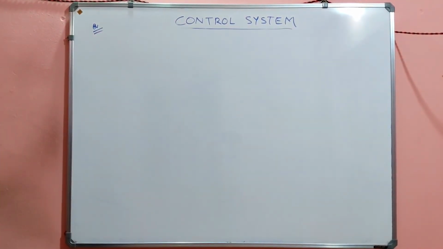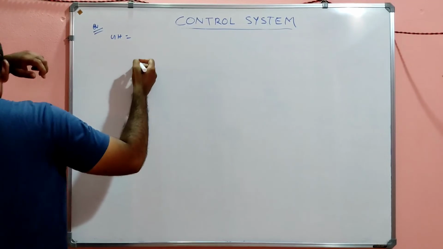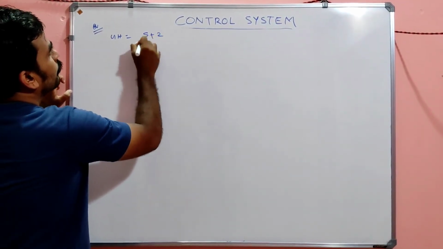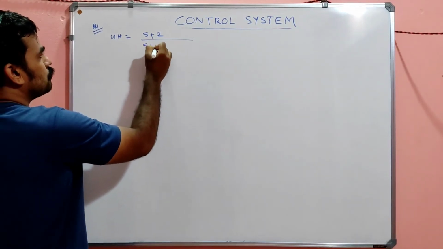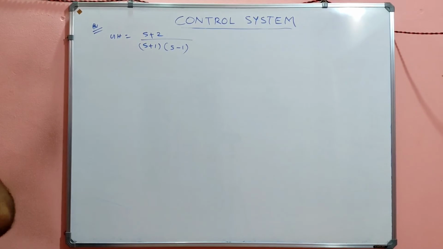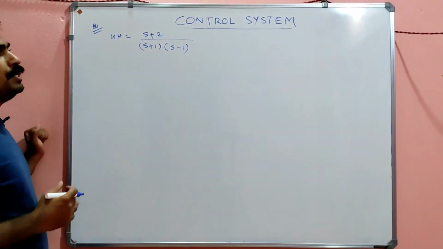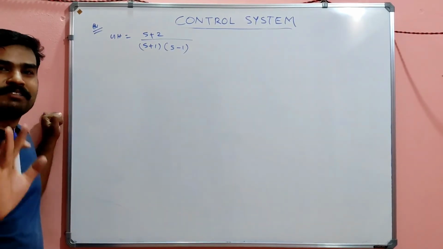Okay, right, the next question. H will be equal to s plus 2 by s plus 1 into s minus 1. Can you tell me whether this is a minimal or non-minimal phase system?